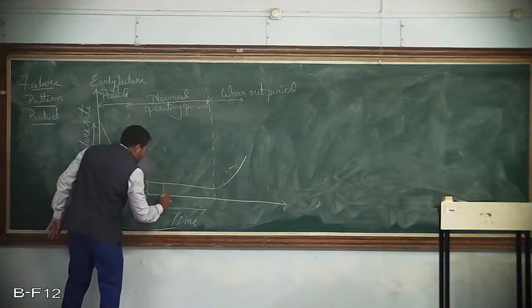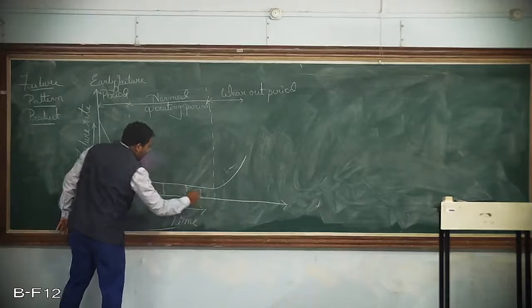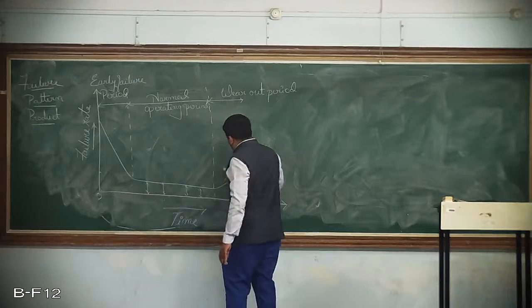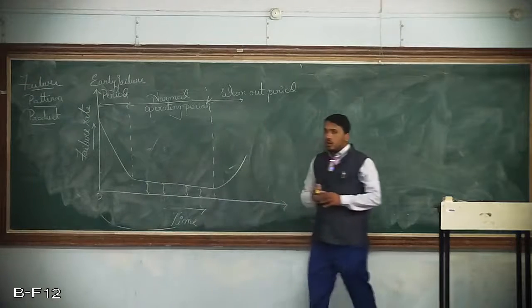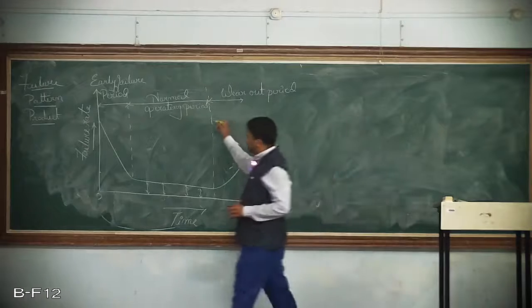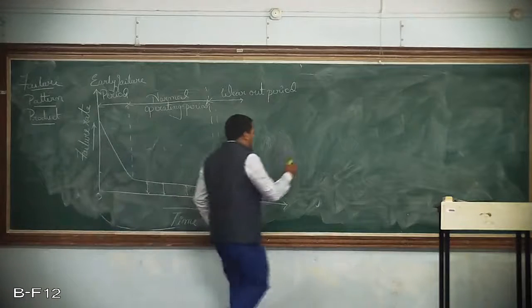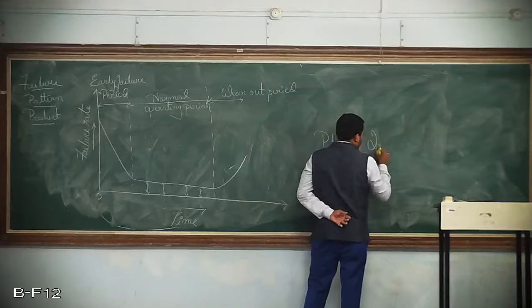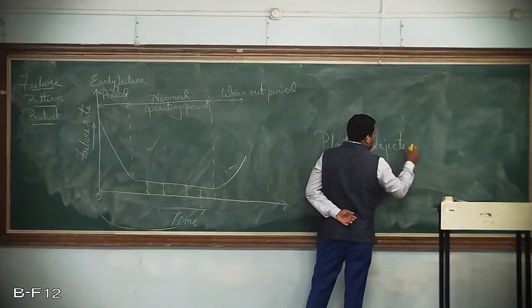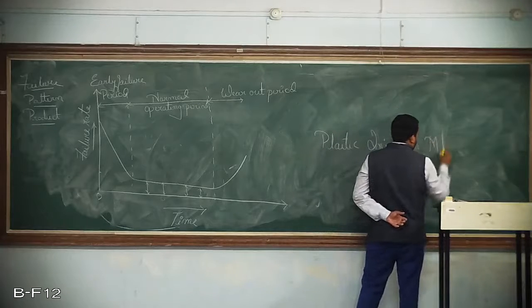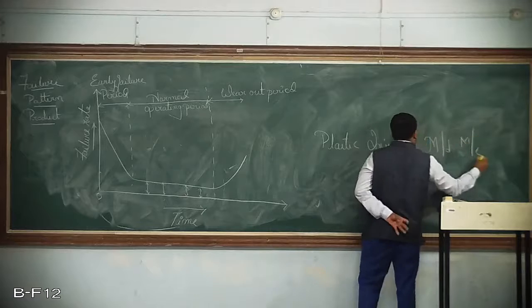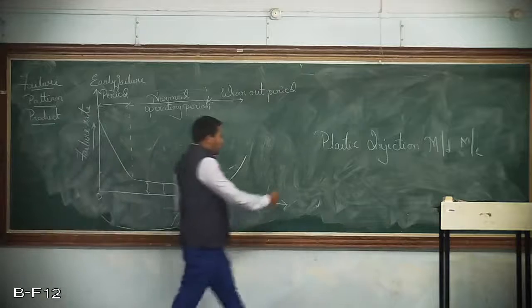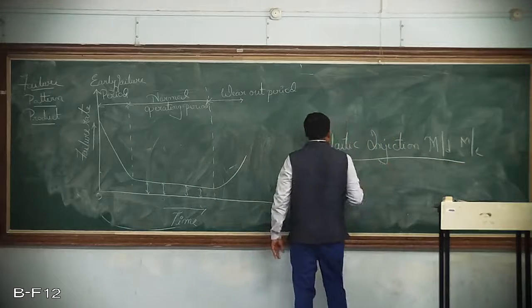It is almost constant in its operating period. And again the failure rate increases when the product gets wear out. That is called as the wear out period. So we'll just explain this by taking an example of a plastic injection molding machine. So most of you know that plastic injection molding machines are used to produce the plastic components.